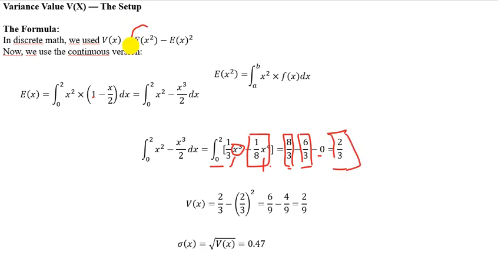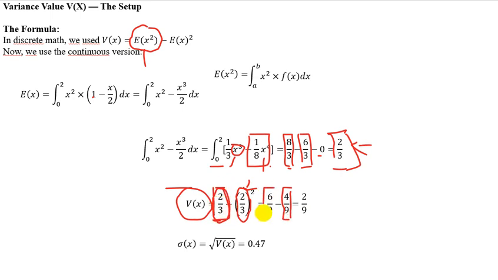So our E of X squared is 2 over 3, and we know that the variance is E of X squared, which is 2 over 3, minus E[X] squared. E[X], we found it, it's 2 over 3. We square it, and we get 4 over 9. So we convert 2 over 3 to 6 over 9. So the result is 2 over 9.